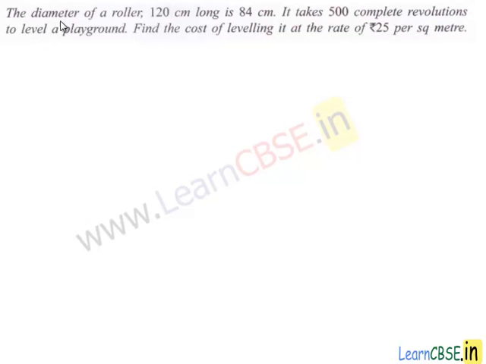Let's move to the next question. Here the diameter of a roller, which is 120 centimeters long, is 84 centimeters. It takes 500 complete revolutions to level a playground, and we have to find the cost of leveling the playground at the rate of 25 rupees per square meter. So let's work out the problem.